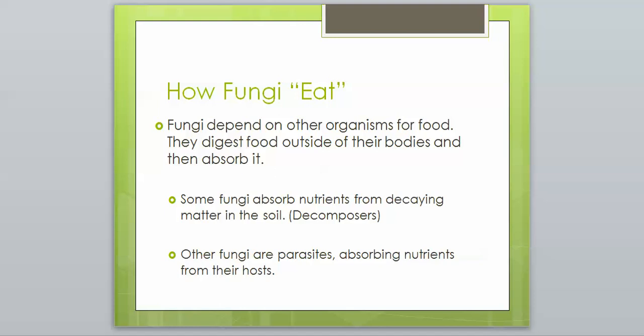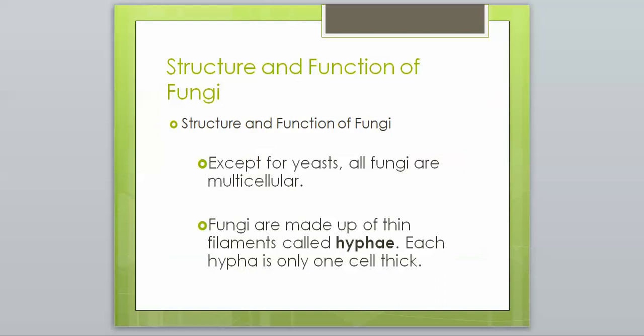These are the ones that are breaking down a lot of the dead materials that we see out in the woods. These are really important if you remember the ecology unit from Biology 1. Some other fungi are parasites, and these absorb nutrients from their host. For example, ringworm is actually not a worm. It's a fungus that can grow on humans. The only reason it's called a worm is because it grows in a circle.